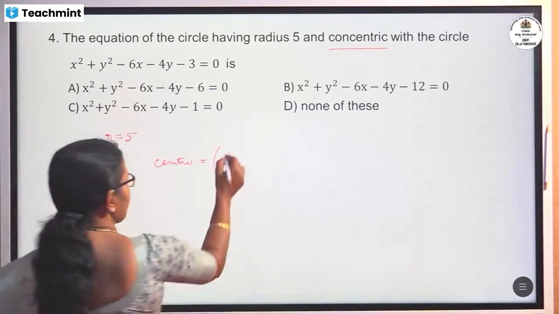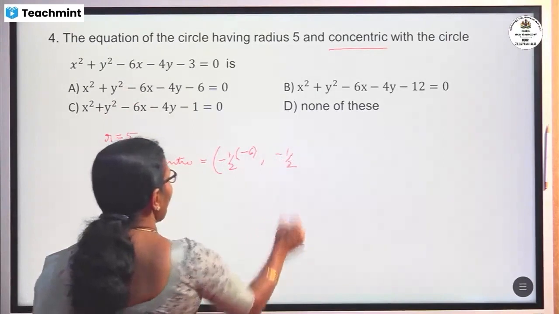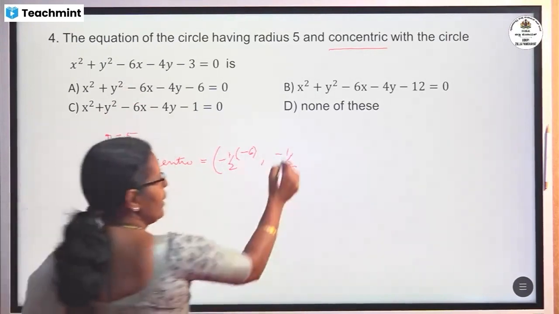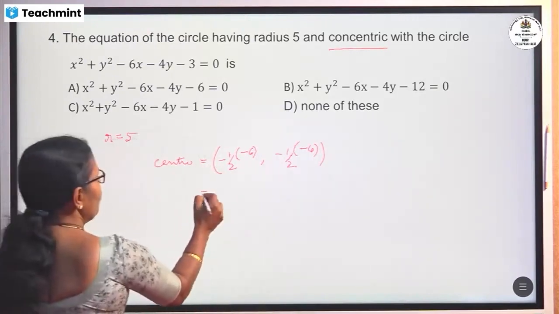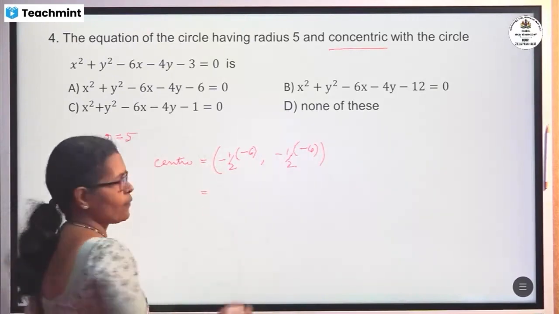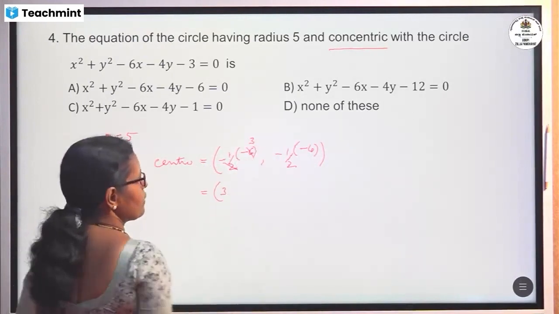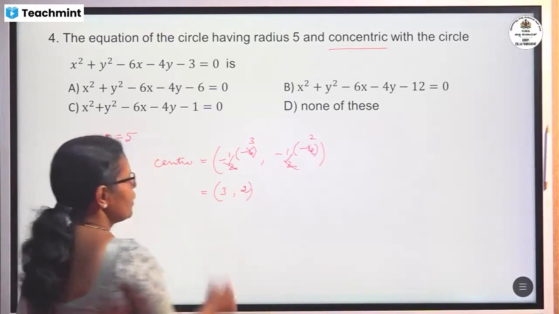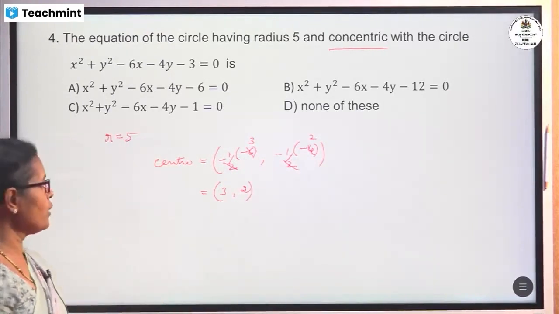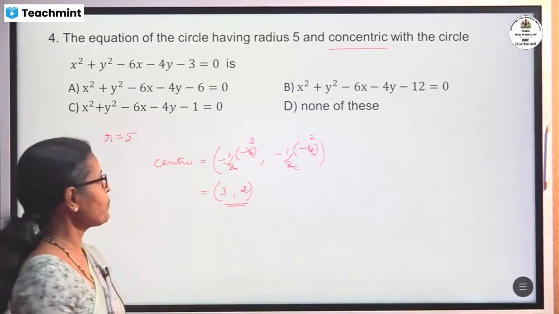Coefficient of x is minus 6, minus half of the coefficient of y, that is minus 4. Now, when we simplify this one, we get the center: 2 ones are 2, 3s are 3, so it is 3. Here 2 ones are 2, 2s are 2. So the center is (3, 2), which is the center of the required circle.